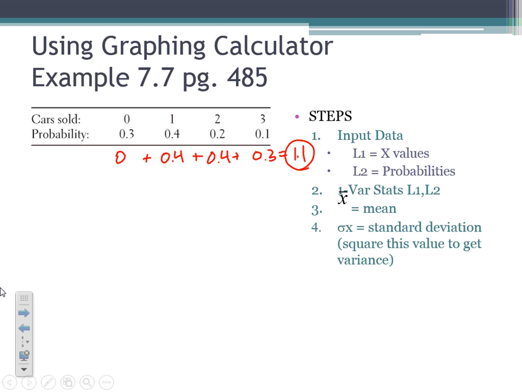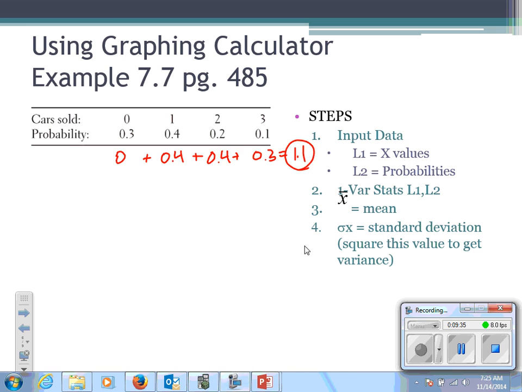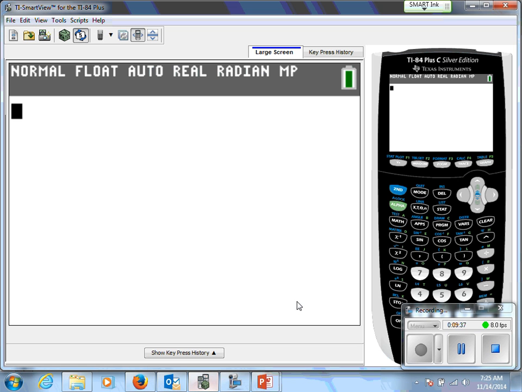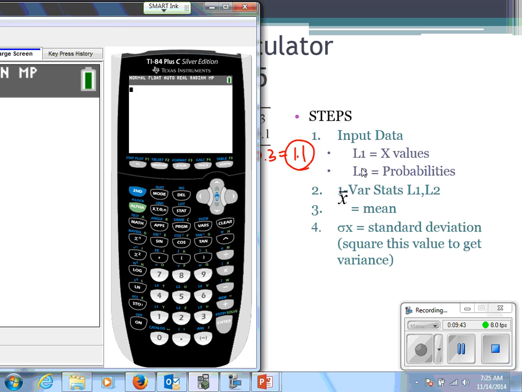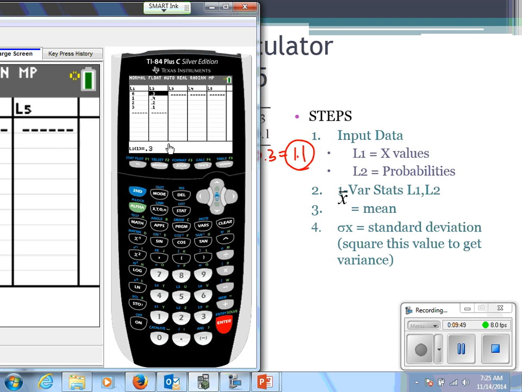All right. So let me pull up my graphing calculator. I already have things input here. So we can put that to work. All right, let's slide it over here so we can see those steps so you can kind of follow along. All right, so if you take a look here, first off, I already have all the information input into list 1 and list 2.